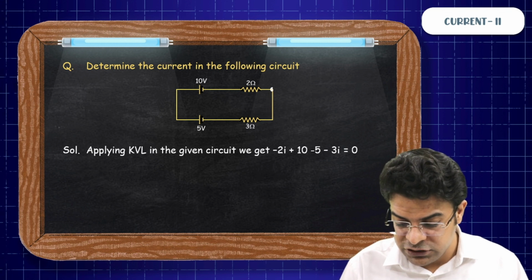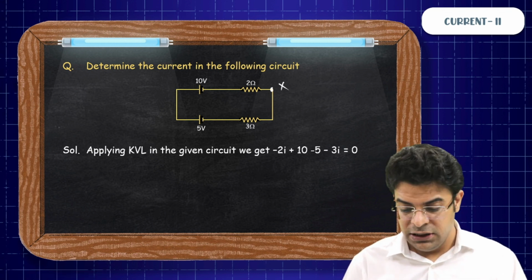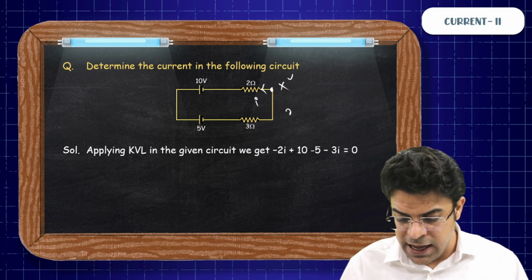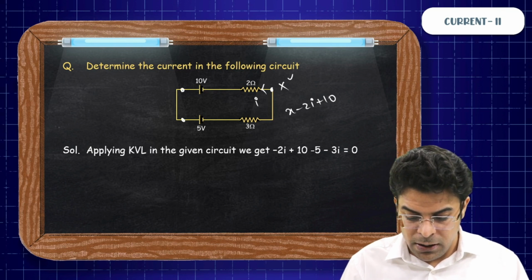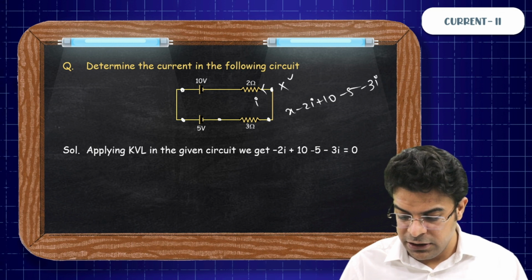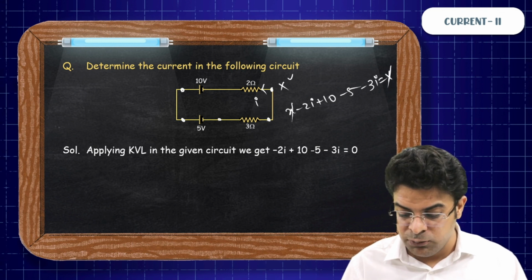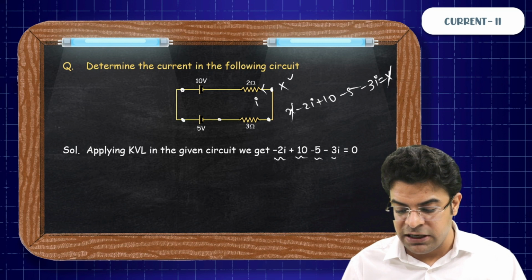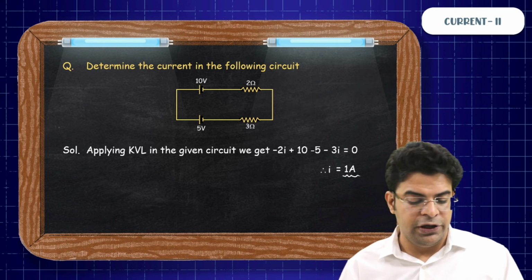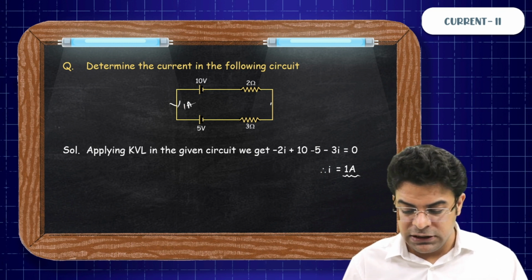Verify it. I have started from this point, let's say X, taken the current I anticlockwise and written X minus 2I plus 10 minus 5 minus 3I equals X, and have cancelled out X on both sides, so I get minus 2I plus 10 minus 5 minus 3I equals 0. On solving this, you get I equals 1 ampere. And this current of 1 ampere is anticlockwise.